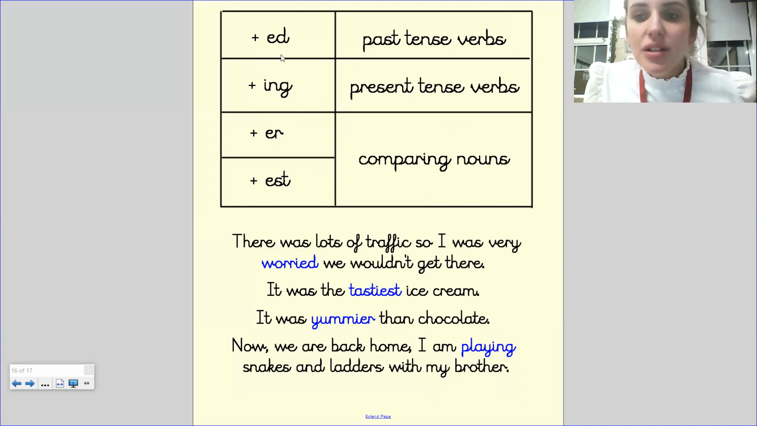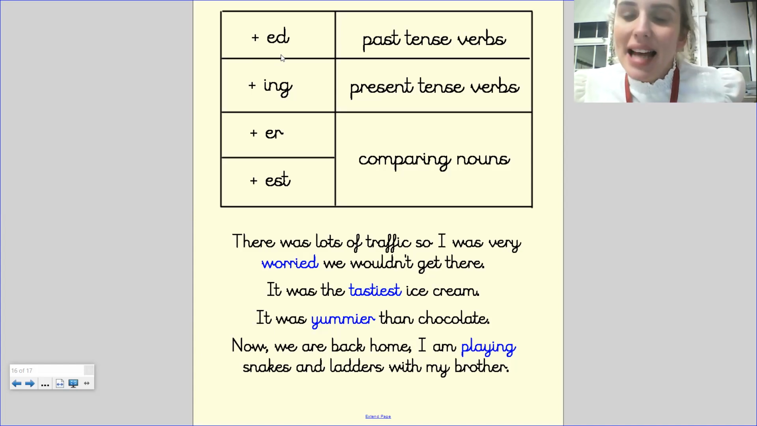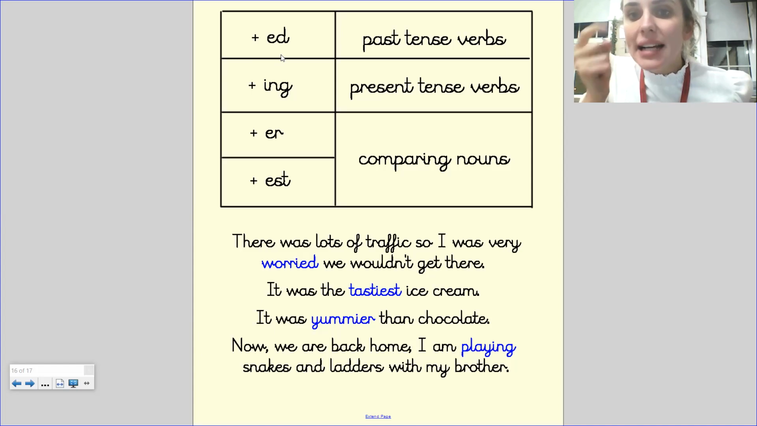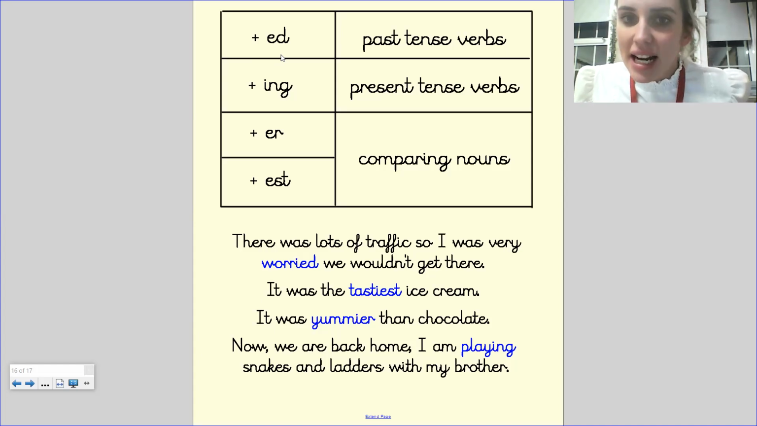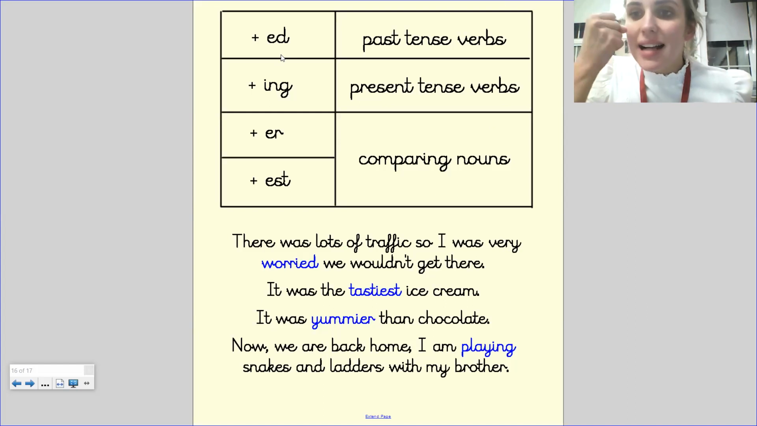When we are adding on the suffix ed to our root words, we are creating past tense verbs. For example, cried means I cried in the past. When we're adding on the suffix ing, we're creating present tense verbs, things that are happening now. Crying means I am crying now.